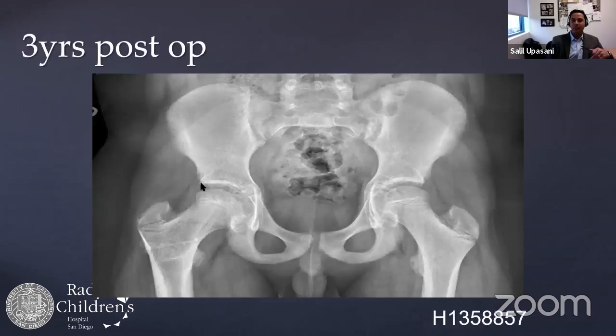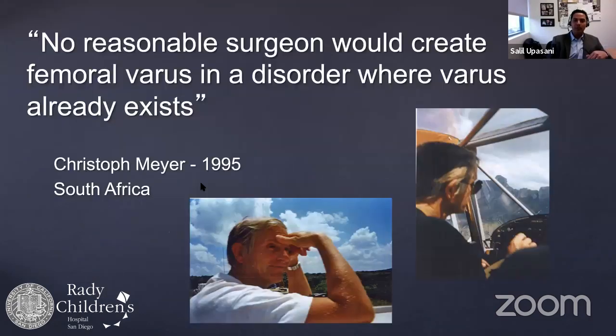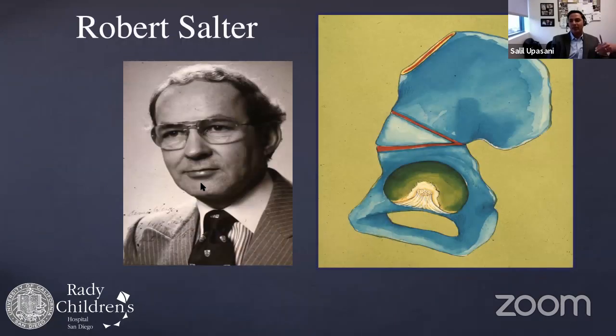So this is him at 3 years post-op. It works in some patients that you're able to keep that head contained. But obviously everyone has seen this with a leg length discrepancy, permanent limp from that coxa vara, and a very good quote from Christoph Meyer saying that for a disease that causes varus, it's kind of ridiculous that we're adding in varus. So that's where treating from the acetabular side, those concepts make sense.